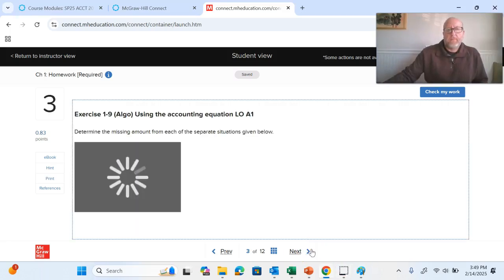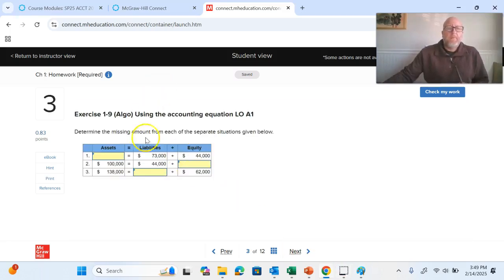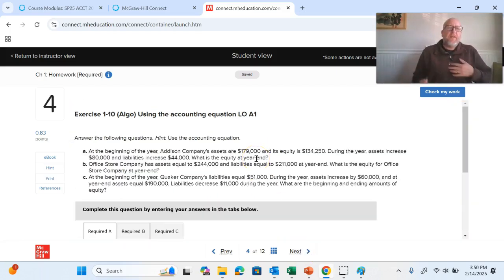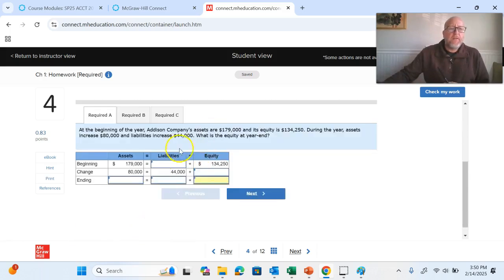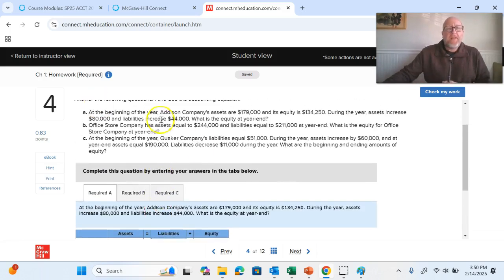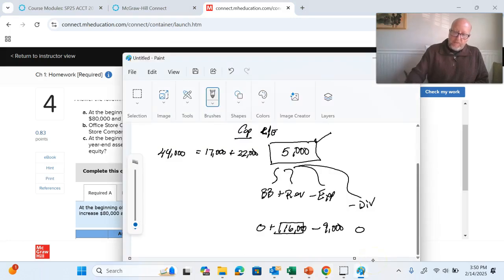Moving on. Question 3. Definitely not doing this. If you can't do this by now, I don't know. Question 4. At the beginning of the year, they have 3 different scenarios, right? So this is slightly different. At the beginning of the year, Addison Company had assets of 179,000 and its equity was 134. Okay. Maybe I could just sketch that real fast.